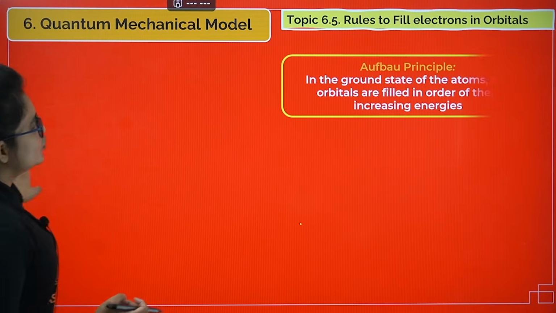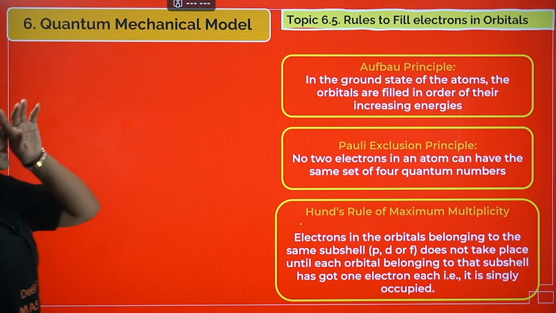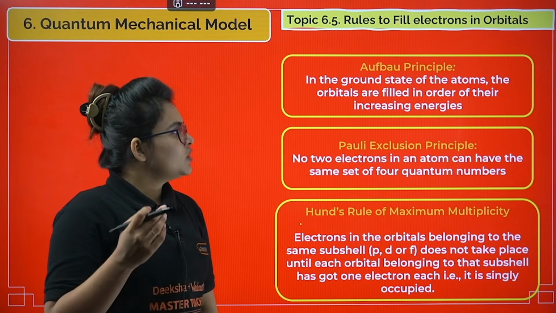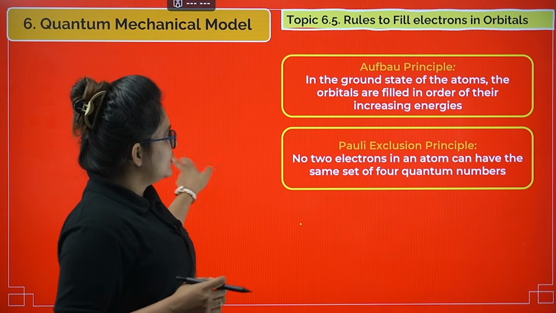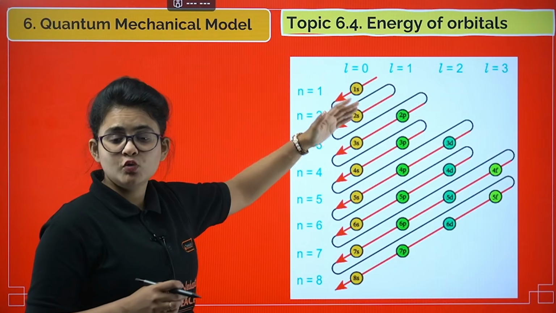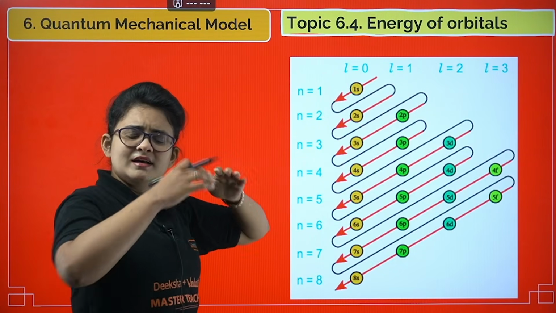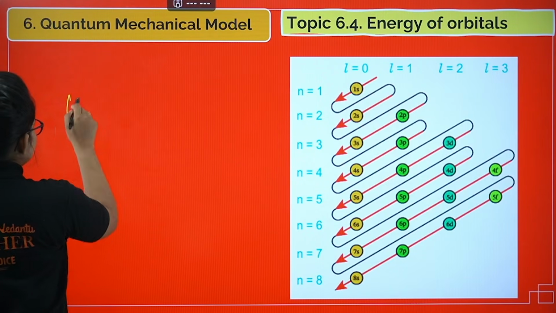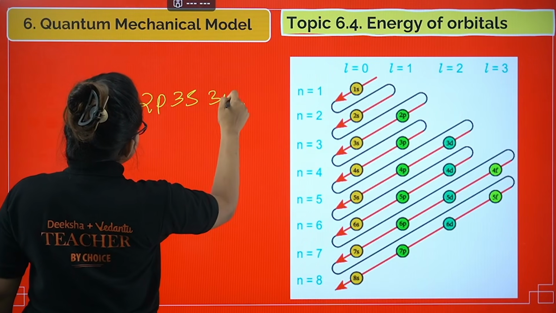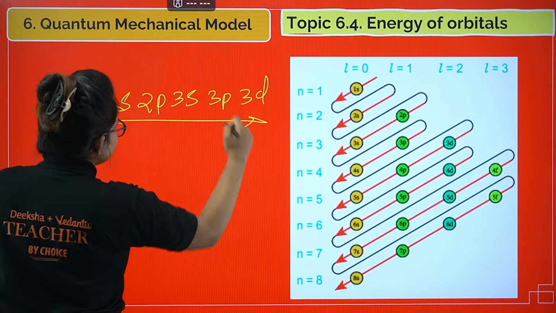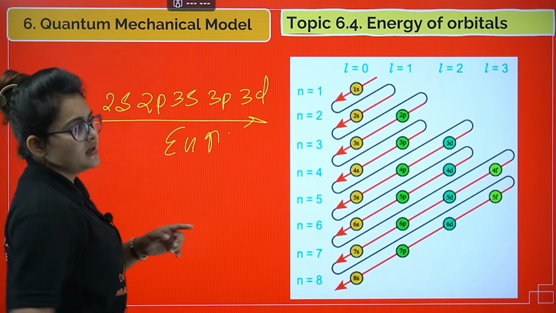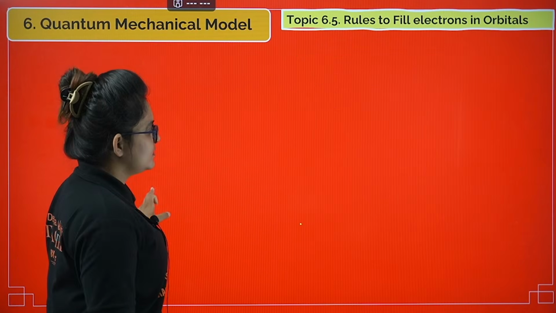This is the way the electrons get filled up. Rules to fill the electrons: first, the Aufbau principle. In the ground state of the atom, the orbitals are filled in the order of their increasing energy. The order is 1s, 2s, 2p, 3s, 3p, 3d, like that. The energy is increasing in this order, and in accordance with that, the electrons get filled up.